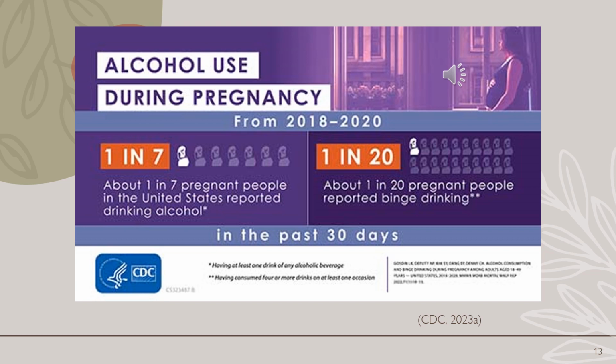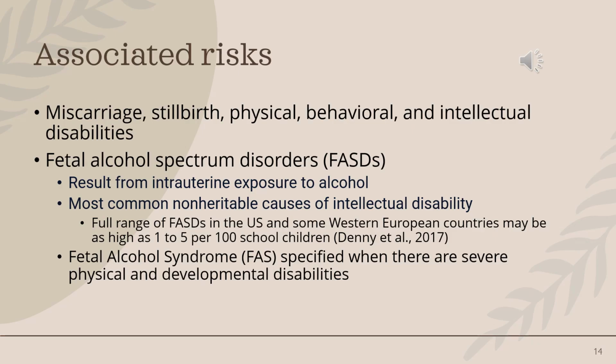This graphic from the CDC clues us into the prevalence of alcohol use disorder during pregnancy, or alcohol use in general during pregnancy. This is just between 2018 and 2020. In the past 30 days, 1 in 7 pregnant women reported drinking alcohol, and 1 in 20 pregnant women reported binge drinking. We are aware of a multitude of associated risks with alcohol use during pregnancy. That could include miscarriage, stillbirth, development of physical, behavioral, and intellectual disabilities in children.